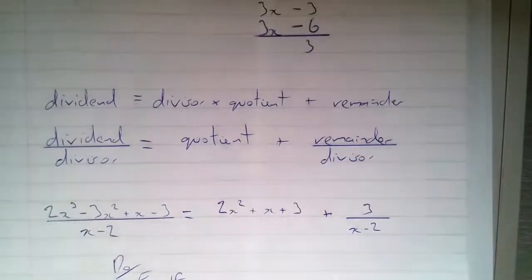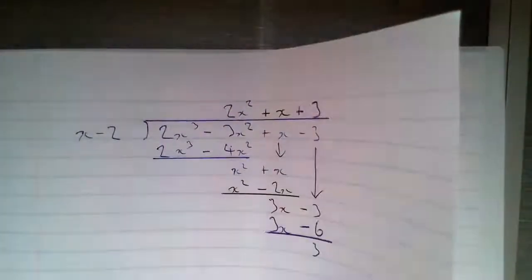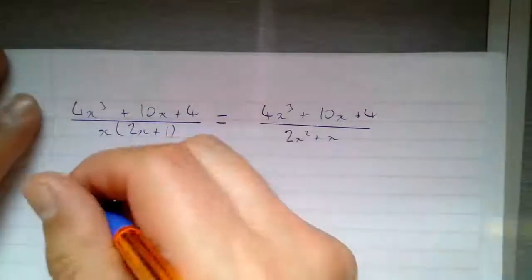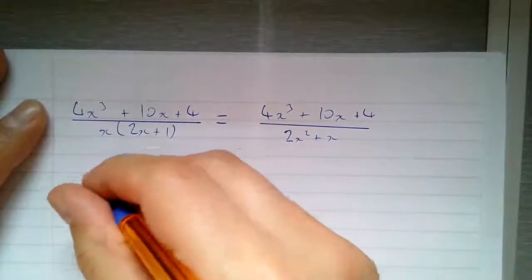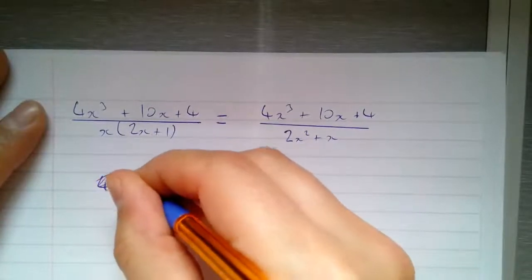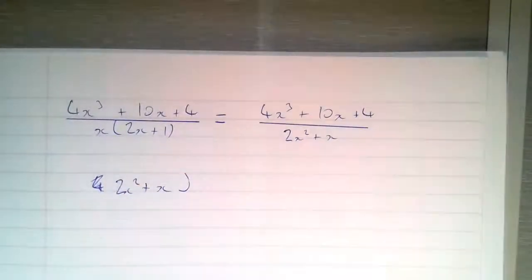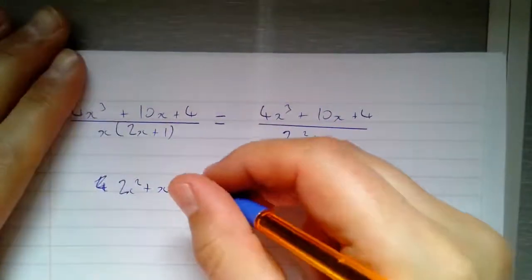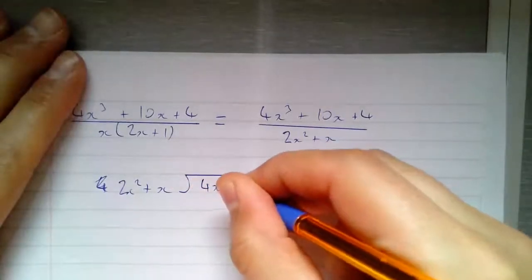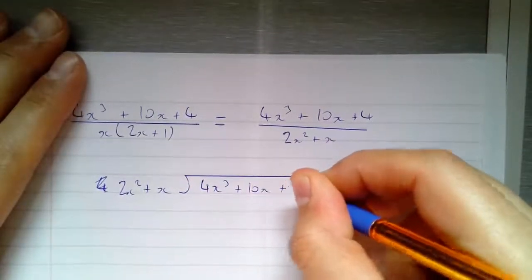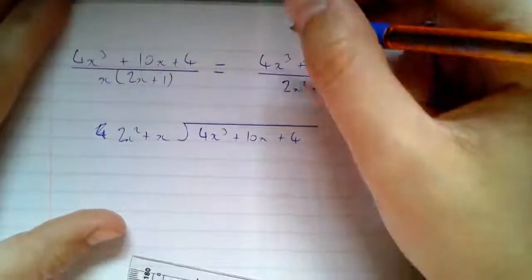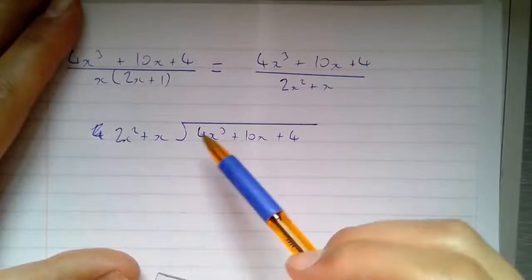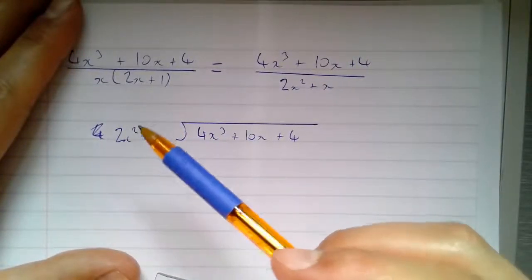Okay, let's just do that for example here because that's going to help us. So let's do some long division. 2x squared plus x into 4x cubed plus 10x plus 4. So 2x squared into 4x cubed: what do I have to times this by to get that? I'll have to times this by 2x.